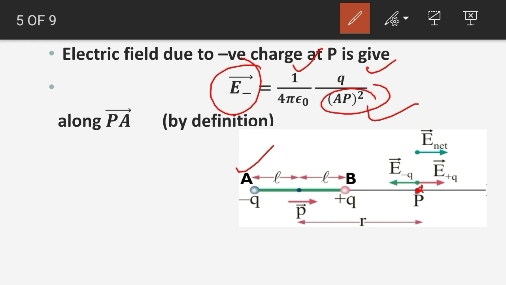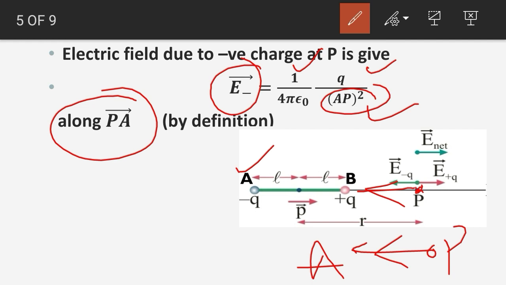So if I put a positive charge at P, due to the negative charge it will feel attraction and it will come towards the point A. So if we look at the picture, it is going from P towards A, that's why the term along the direction PA.